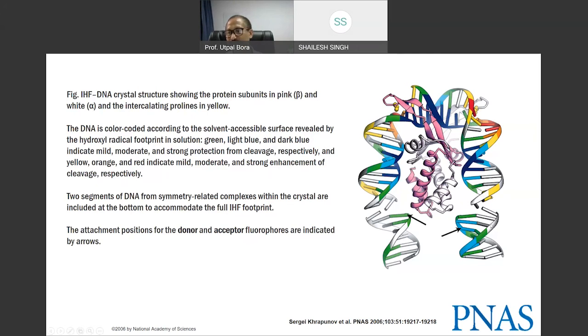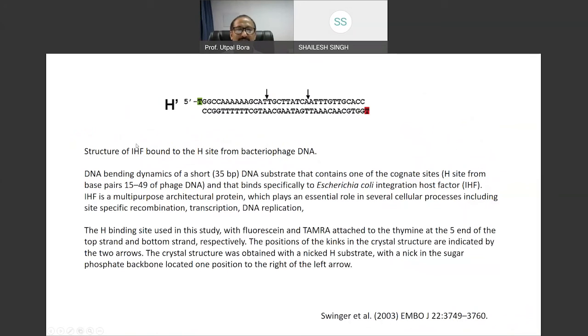IHF footprint. So I told you about DNA footprinting. So here, since the protein is bound over here, this particular portion will be immune to any kind of nuclease degradation. And you can see here two arrow marks, right? These are the attachment positions of the donor and acceptor fluorophores, and these are attached over here. So you can see this structure of the IHF bound to the A site from the bacteriophage DNA.